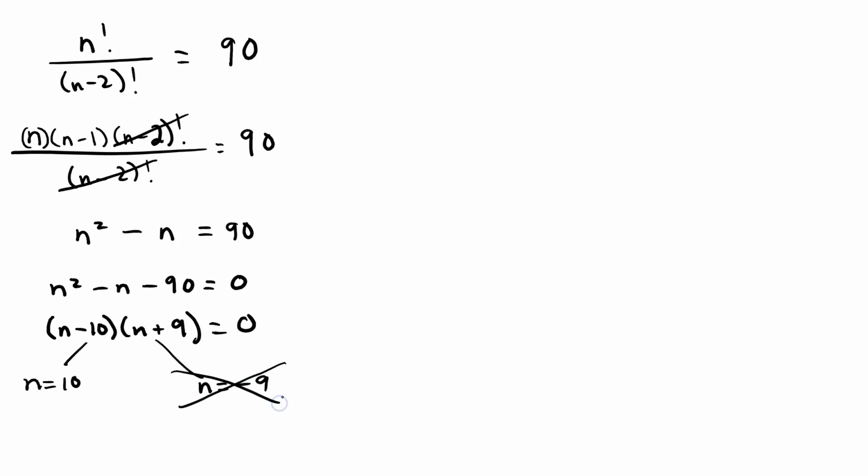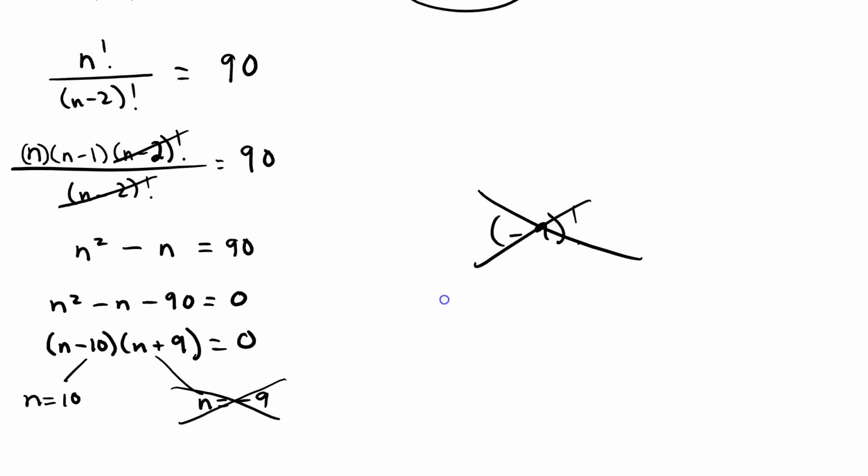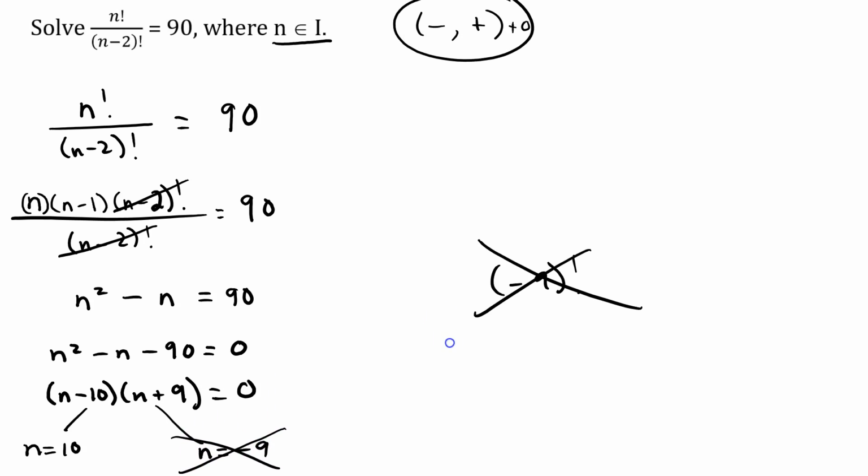We must disregard this negative 9 because there's no such thing as negative 9 factorial. We can't have it. Okay, so we know that our answer must be n equals 10. Another way that we can see that we must disregard this negative 9 is if we plug in this negative 9 into here, I would get negative 9 factorial on the top, which cannot happen, so automatically it doesn't work.